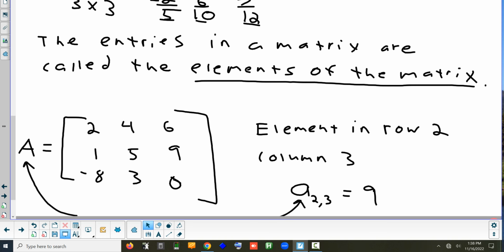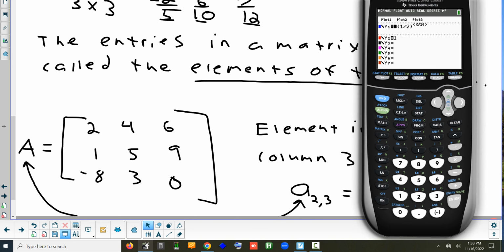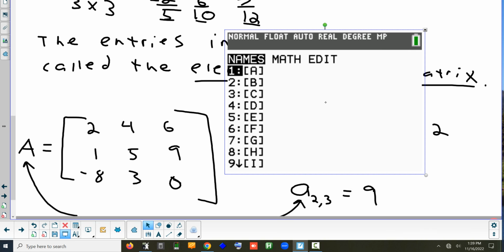A lot of times when we want to give a name to a matrix, just like in algebra when we don't know something, we use a letter. Well, we do the same thing with a matrix. If you look at your graphing calculator, it uses letters for a matrix. Specifically, capital letters. So generally, the name of a matrix is just a single capital letter.